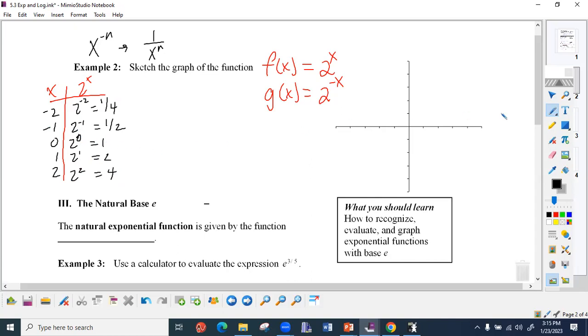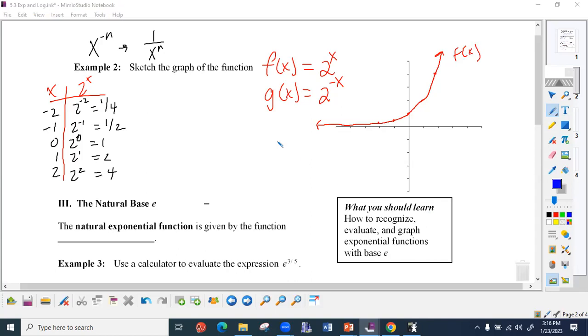So this is the graph that we're graphing. We're gonna do a little quick graph. So at negative 2, I'm at 1/4, and I'm at 2, and I'm at 4. And again, we know that it has an asymptote. And there's my f of x.